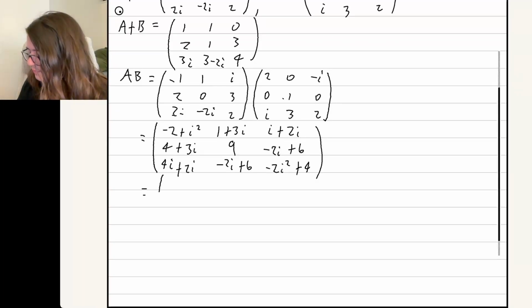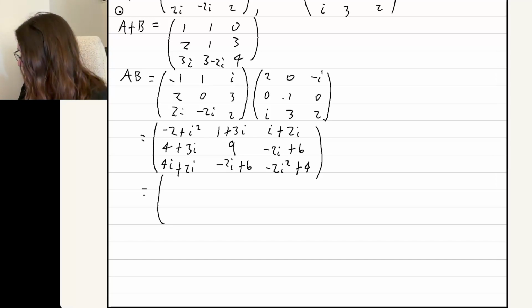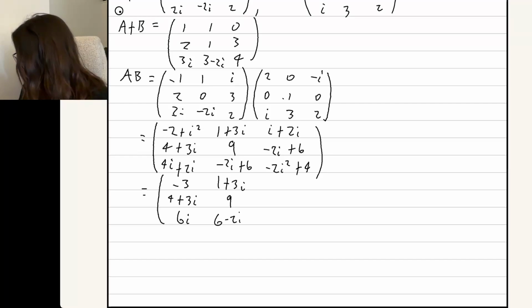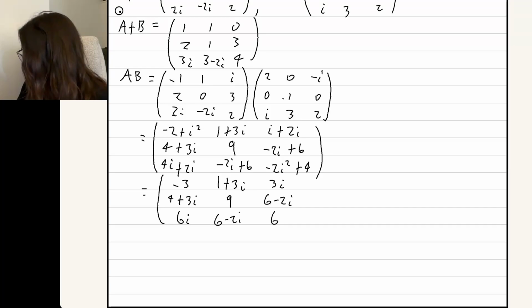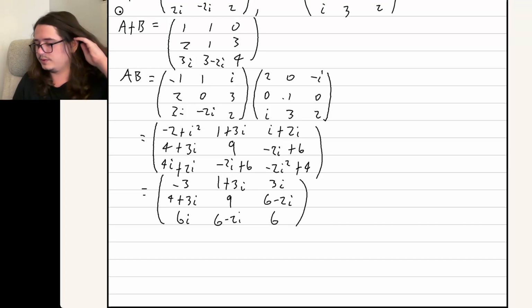Now let's deal with all of those i squareds and do some addition. So i squared is minus 1, so this is minus 3. We've still got 4 plus 3i here. This adds up to 6i. 1 plus 3i up top. We've got 9. We've got 6 minus 2i. i plus 2i makes 3i. 6 minus 2i is just 6 minus 2i. Minus 2i squared is positive 2, so we actually have 2 plus 4, which makes 6. And that looks good to me.